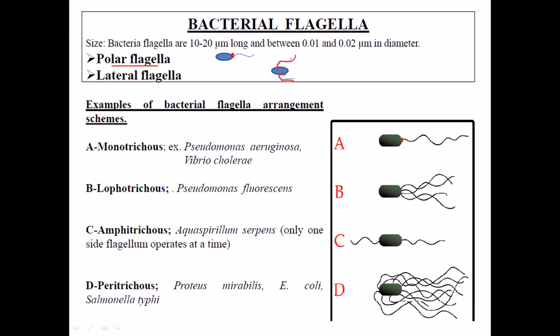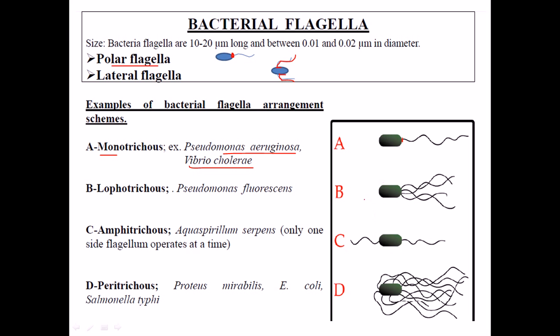This type of bacteria is called monotrichous, containing the flagellum at the polar position. Mono means one, so we have only one flagellum at one of these polar regions. An example of this kind of bacteria is Vibrio cholerae, which is the causative agent of cholera, and also Pseudomonas aeruginosa, which is a causative agent of cystic fibrosis.